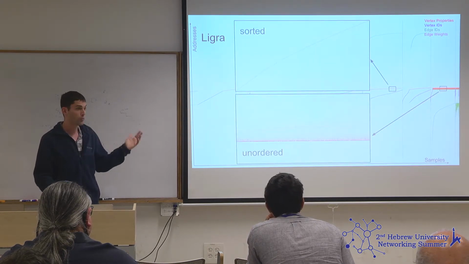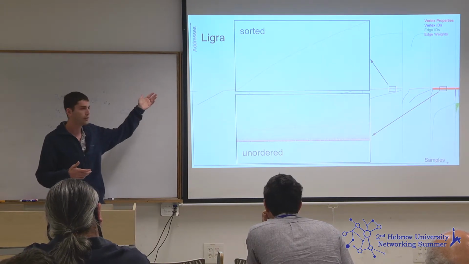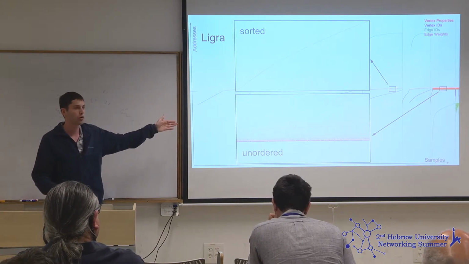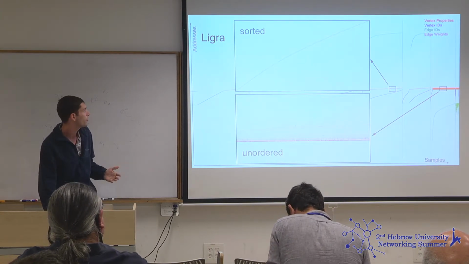We can also see their approach to memory access optimization, when they sometimes sort the vertex properties and sometimes the vertex properties are unsorted, depending on the size of the frontier of the graph.